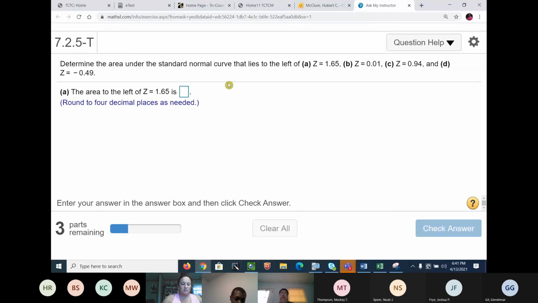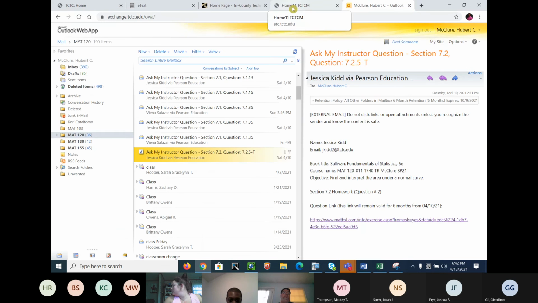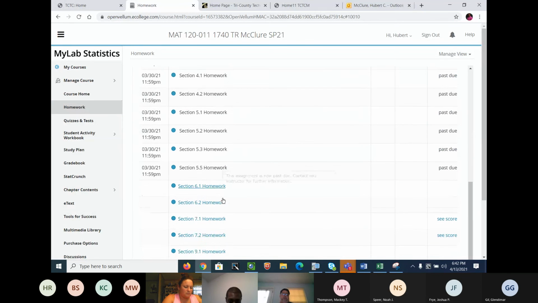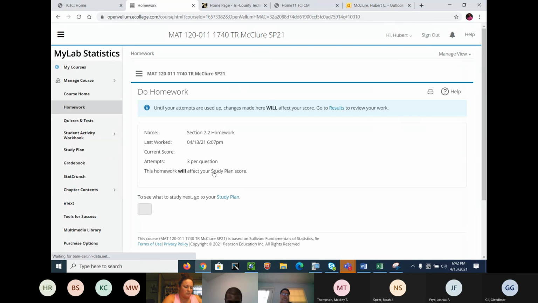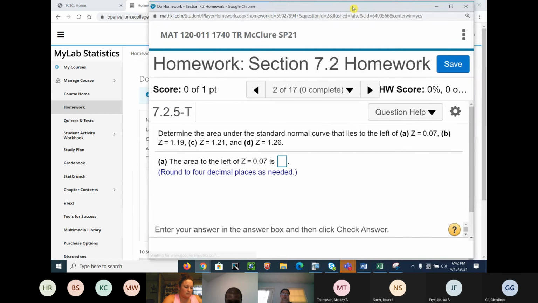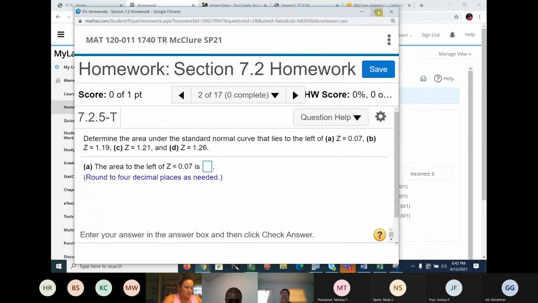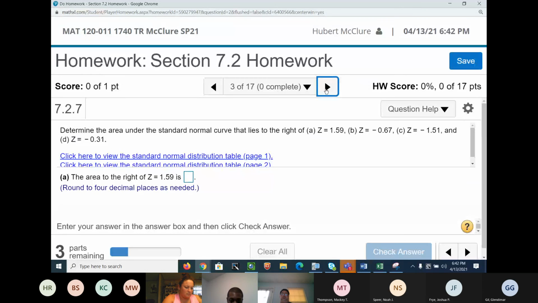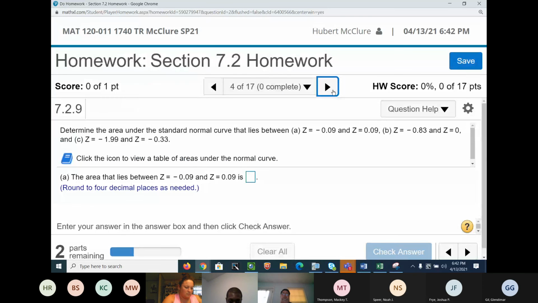So let me go to the homework and I'm going to pull a question. Okay. We just did this one. So let me go to your homework. I had your homework pulled up. Now it's gone. Well, homework 7.2. Okay, we just did one like this one. Next. We just did one like this one. Did one like this one.